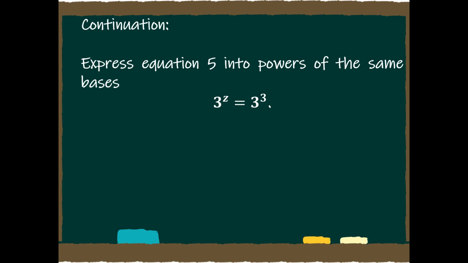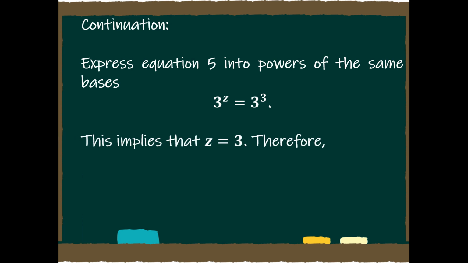So you have an equation in which both sides have equal bases. Again, you can equate the exponents. So you get z equals 3. Therefore, the value of x is 1, y is 2, and z is 3. Again, the solutions in our problem: for x, that is 1. For y, that is 2. And z, that is 3.